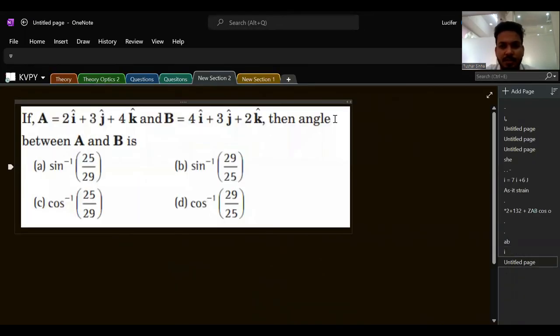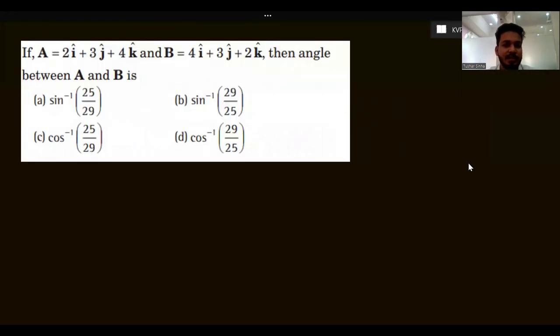So this is the question that we are going to do. They're asking what is the angle between A vector and B vector when the vectors are given. Remember, dot product is very useful in finding out the angle between two vectors, because A dot B is simply magnitude of A, magnitude of B, and cos of theta. This was the definition.